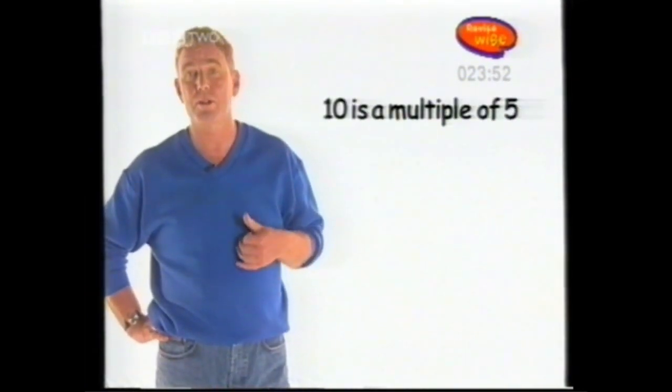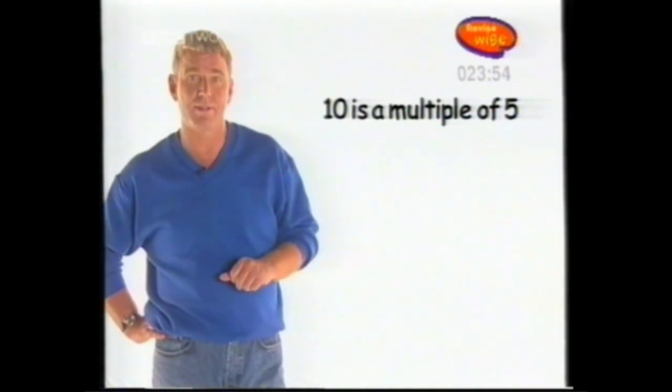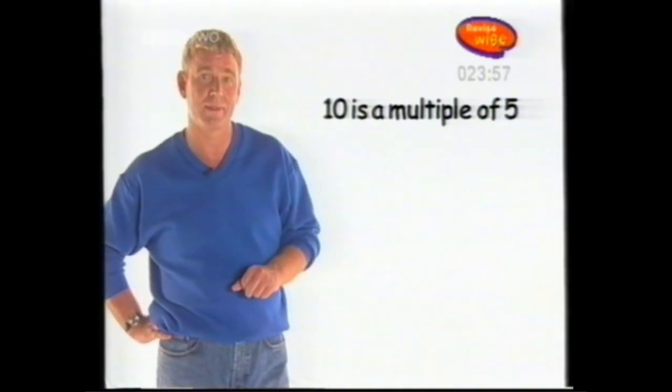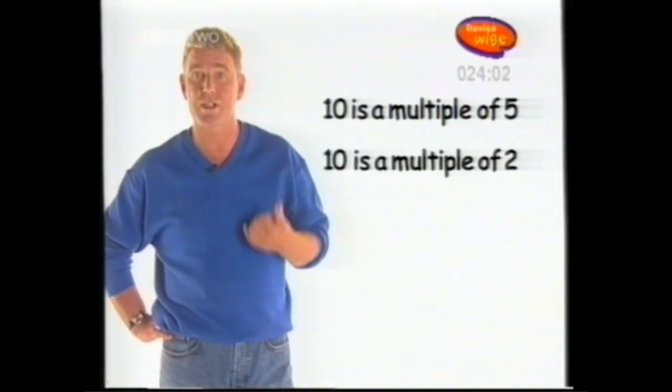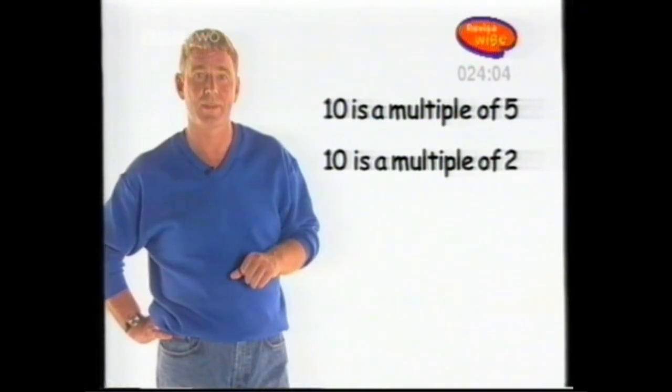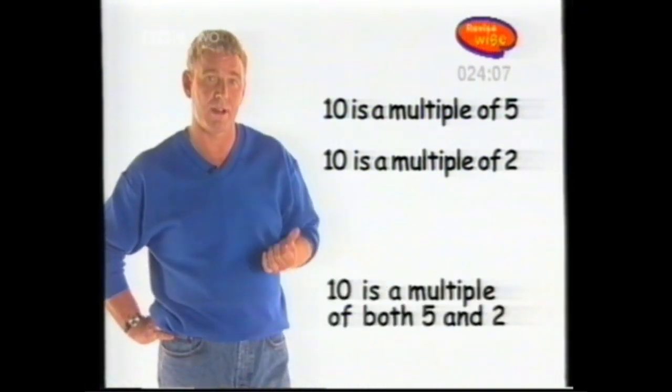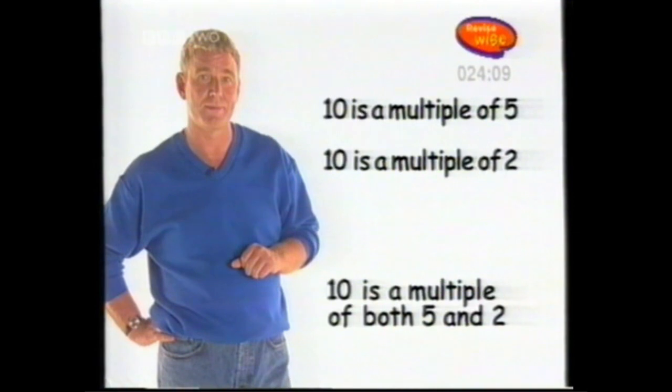Once you've got your divisibility rules sorted out, you can tackle 2 other useful words: multiples and factors, and the difference between them. A multiple is what you get when you multiply numbers together. We say that 10 is a multiple of 5 because you can multiply 5 by 2 and get 10. We can also say that 10 is a multiple of 2 because you can multiply 2 by 5 to get 10. So 10 is a multiple of both 5 and 2.